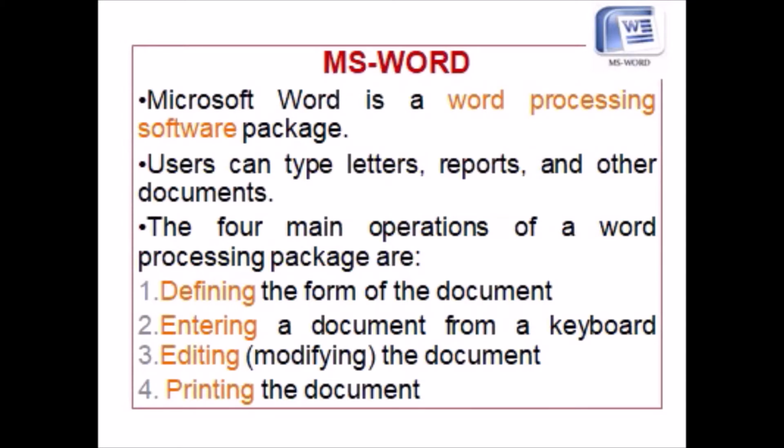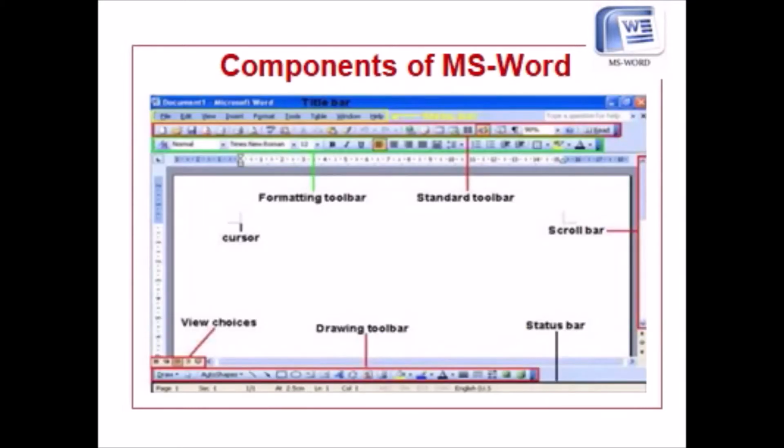document. Second is entering a document from a keyboard. Third is editing or modifying the document. And fourth, if the user needs to print, then printing the document. Here are the components of MS Word.